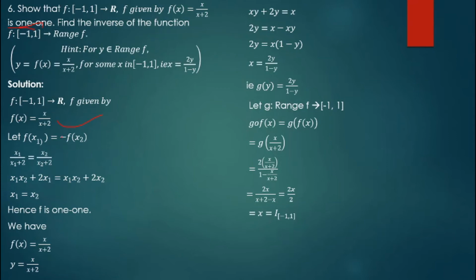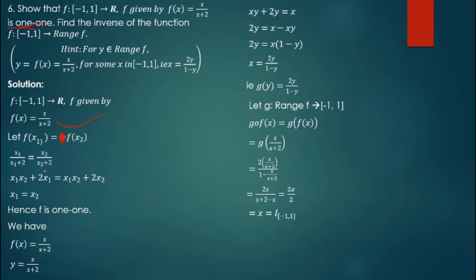We know that usually when we have to show that a function is one-one, we start with the mathematical representation of a one-one function. So how is it? f of x1 equal to f of x2. We know that the function is x by x plus 2. So instead of x, here we'll be replacing with x1 by x1 plus 2. In case of f of x2, x2 by x2 plus 2.